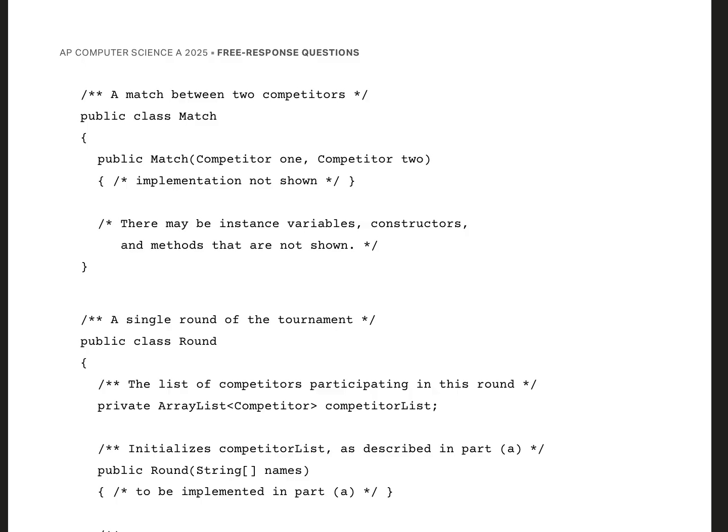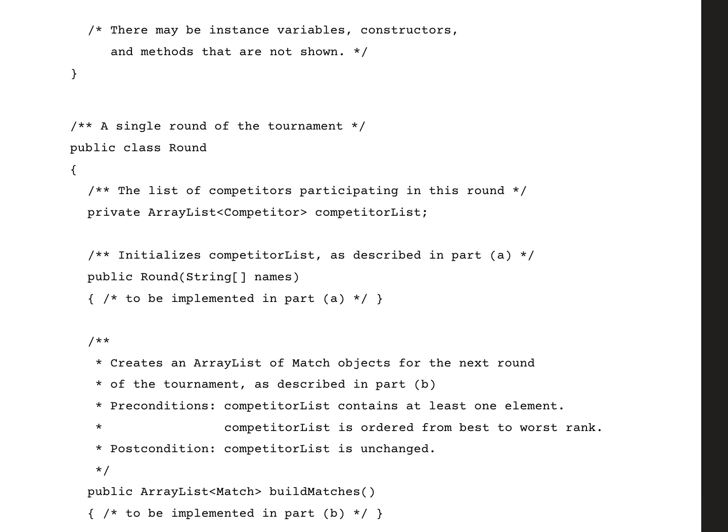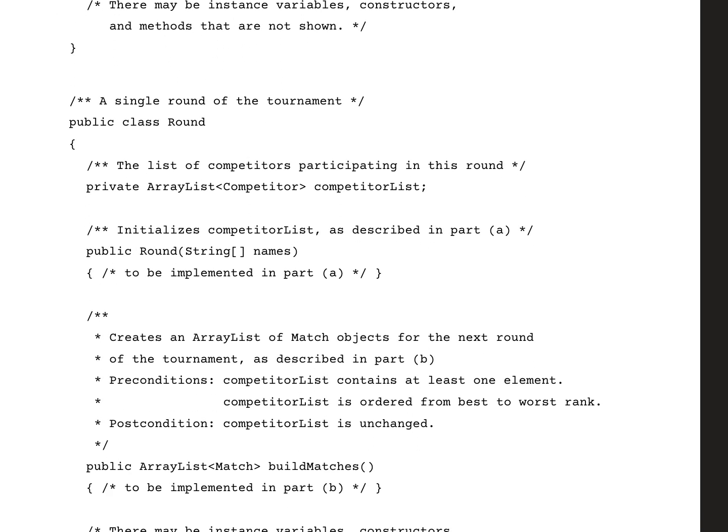And then our next class is called the round class. So this is a list of the competitors participating. So you're going to have an array list of competitors. So in our round, we're going to have a bunch of names. So this is going to create an array list. And then we're going to build matches. So first thing we have to do in round is our string names.